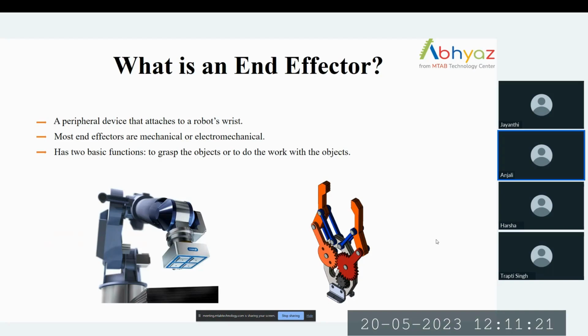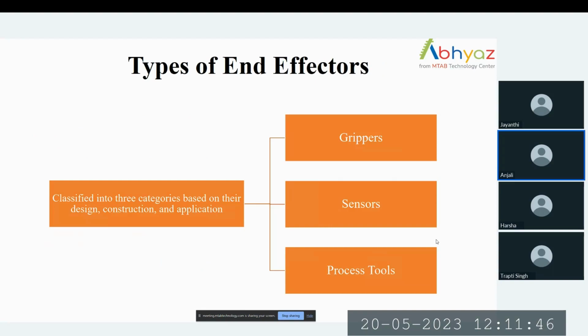Sometimes they are also referred to as end of arm tooling and manipulators, and they are found at the end of the robot arm. You can see in the first figure an end effector that senses any metal object using a magnetic field. In the second figure, you can see a mechanical device which is used to hold any object. There are different types of end effectors based on their design, construction, and application. These are grippers, sensors, and process tools.